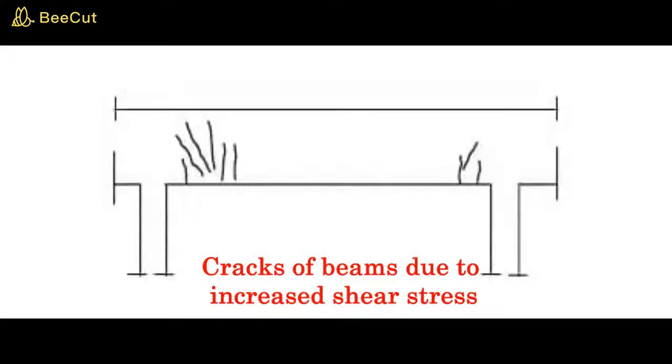These cracks in beams can be avoided by providing additional shear reinforcement near the support where the shear stress is maximum. Shear stress is maximum at a distance of d/2 from the support, where d is the effective depth of the beam.